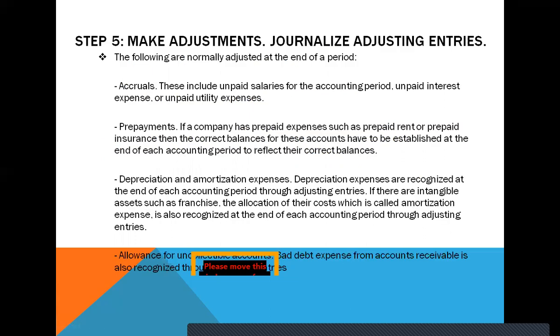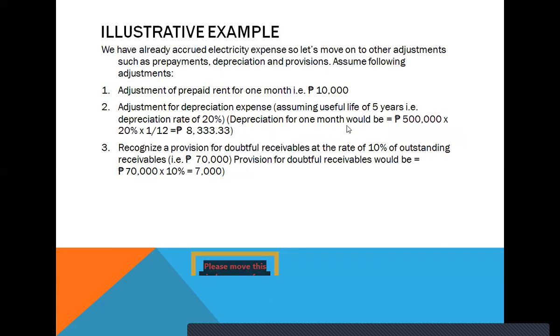Okay. So bad debt expense from accounts receivable is also recognized through adjusting entries. Now take a look at this example. From our VEEN Information Services, we have already accrued interest expense and electricity expense. So let's move on to the other adjustments such as prepayments, depreciation, and provisions.